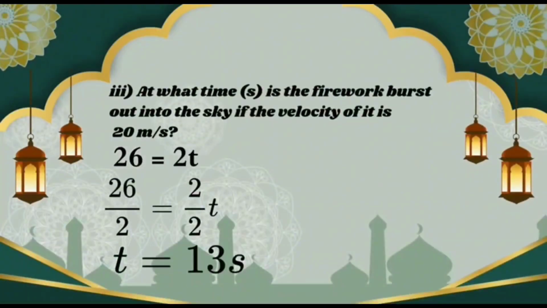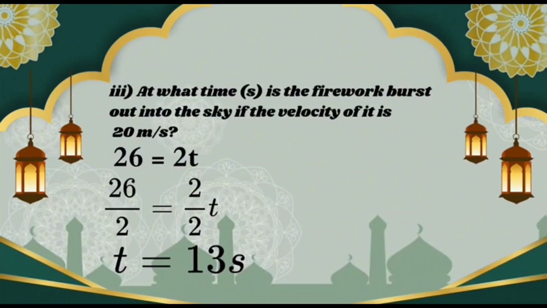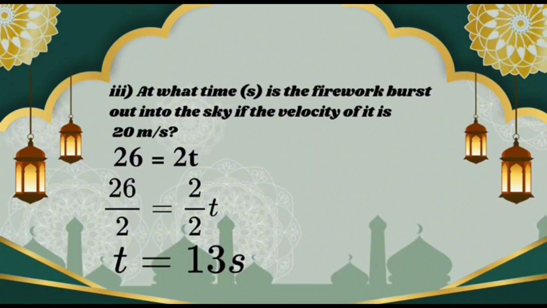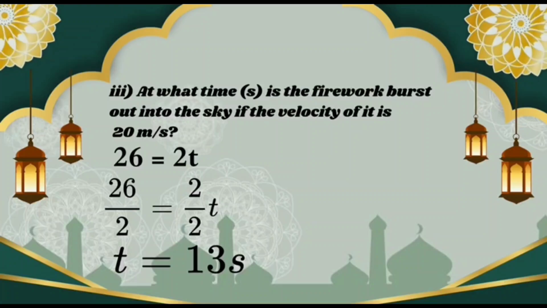Next step, we need to add plus 6 to both sides of the equation. Then we get 26 equal to 2t. After that, we need to divide both sides by 2. And we get the time the fireworks burst out into the sky when its velocity is 20 meters per second is 30 seconds. That's all from me. Let's go find out the next application.